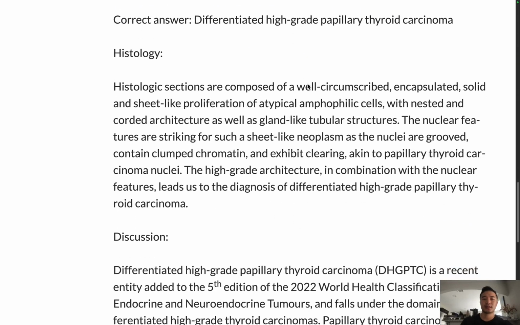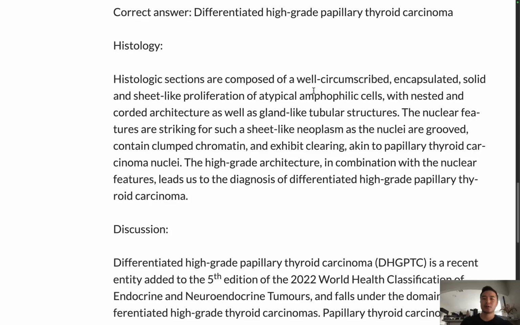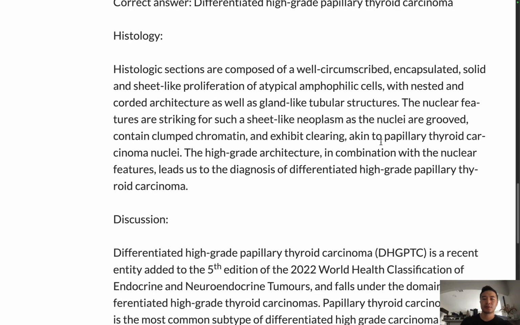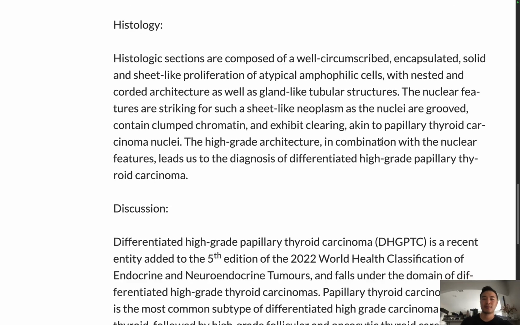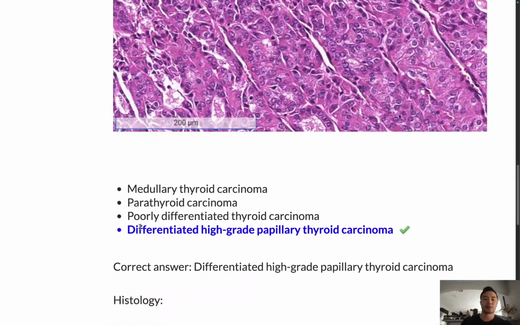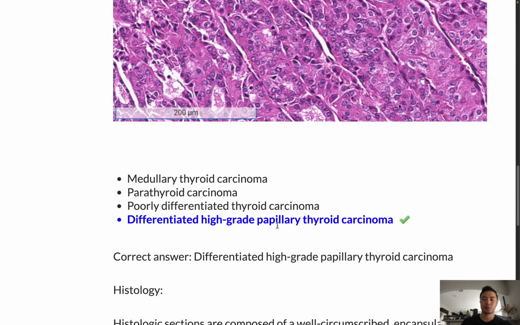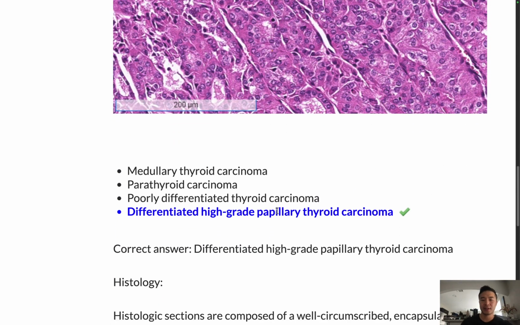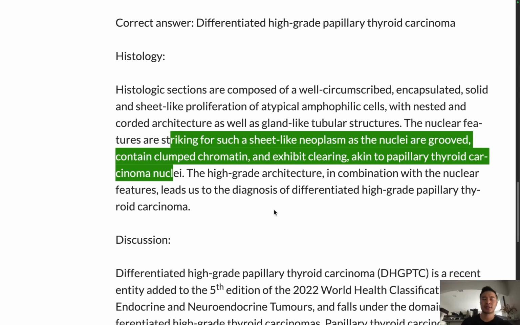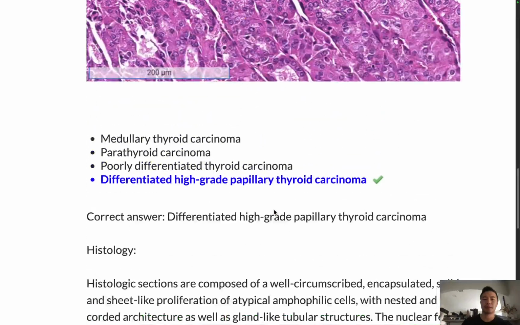Okay, so what we were talking about was architecturally well circumscribed, encapsulated, solid and sheet-like proliferation of atypical cells, with nested and corded architecture and some tubular structures that resemble follicles. The nuclei are grooved, with clumped chromatin and some clearing akin to PTC, and that's why the diagnosis was not poorly differentiated thyroid carcinoma, because remember, you need the lack of any PTC-like nuclear features. The high-grade architecture in combination with the nuclear features leads us to the diagnosis of differentiated high-grade papillary thyroid carcinoma.